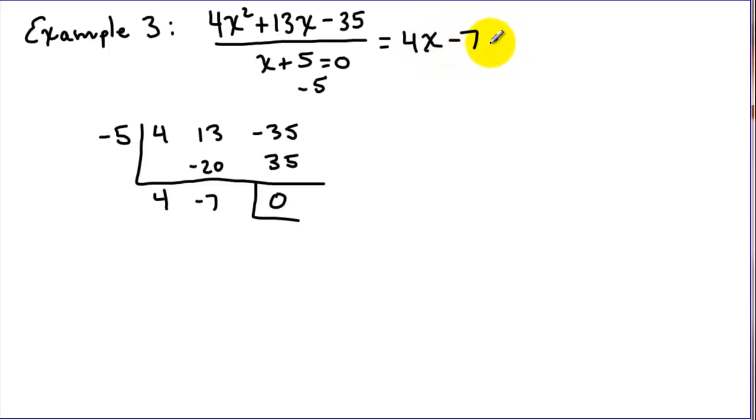And then I don't have to show the remainder here, because if I put plus 0 over x plus 5, 0 over something that's non-zero is 0. So we wouldn't show that. So in this case, x plus 5 divided evenly into this. So this would be like if we had the number 8 and we're dividing it by 4. 4 divides evenly into 8, so there's no remainder. So again, x plus 5 divided evenly.